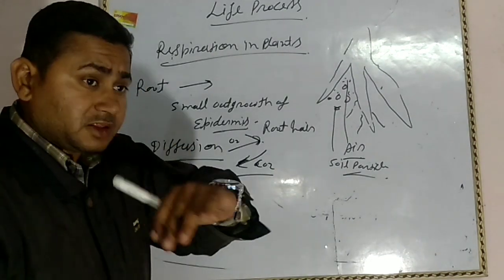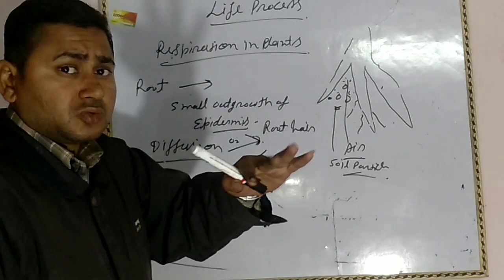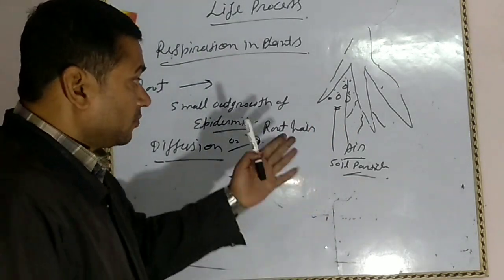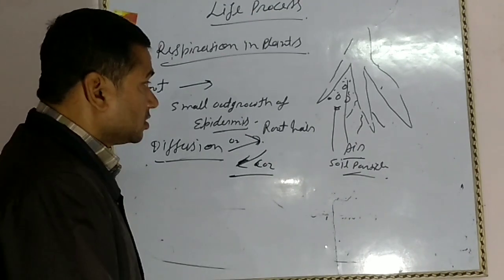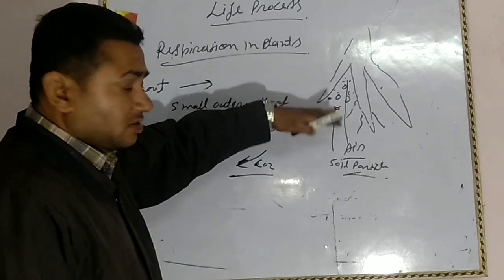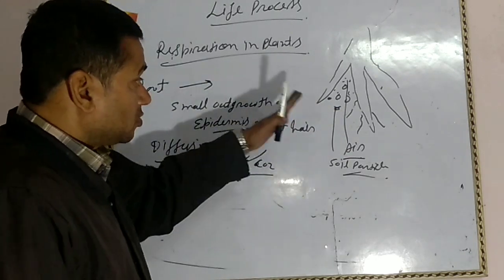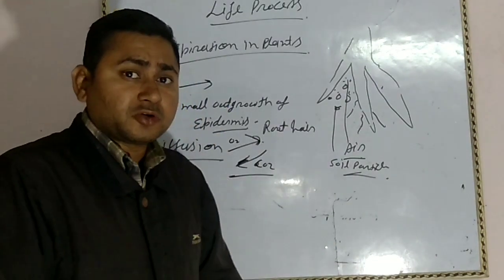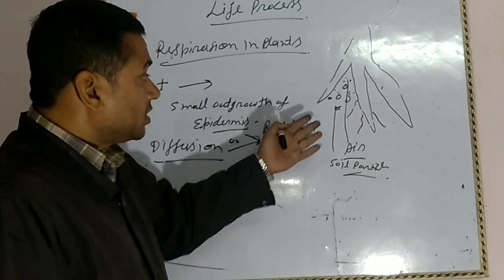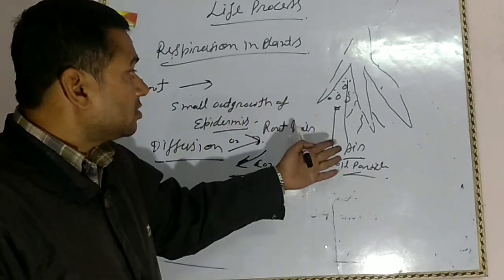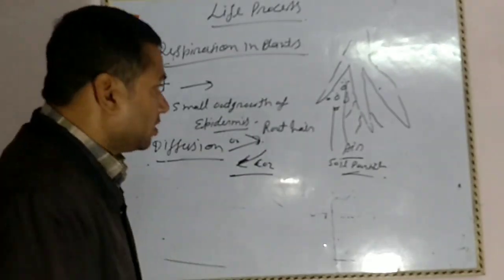Now you know why the farmer plows their field or farm before crop cultivation: to maintain air inside the soil. Only soft soil can retain a sufficient amount of air so that roots can respire.